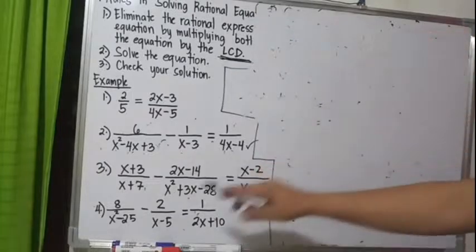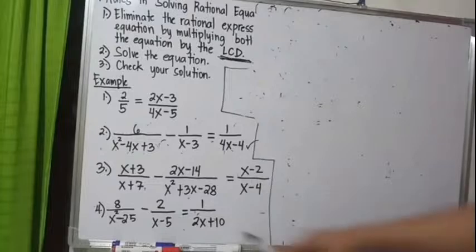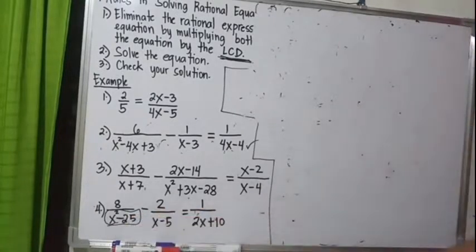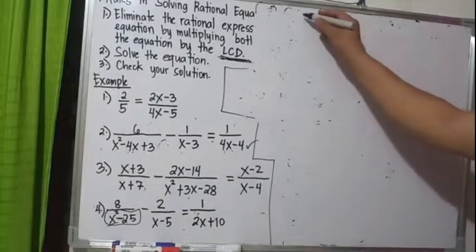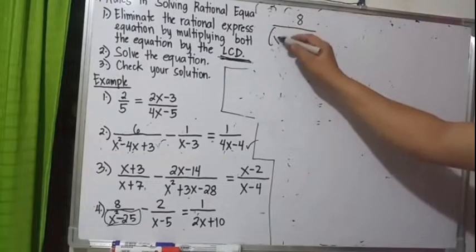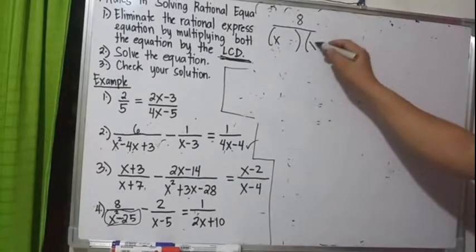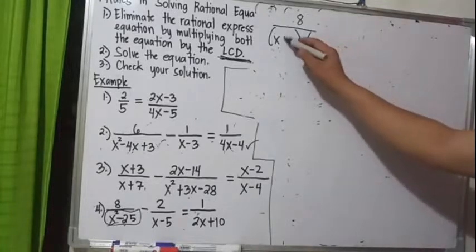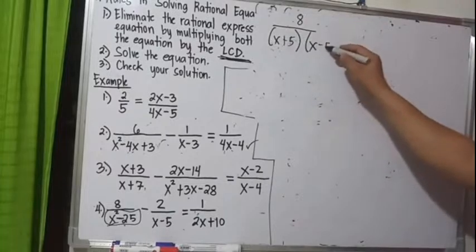So that is 8 over x squared minus 25. So ito, tingnan natin. So ang factor niyan is 8 over x times x. So negative 25. What are the two numbers that if you multiply, the result is negative 25? And if you add the two numbers, the result is 0. So that is positive and negative 5.